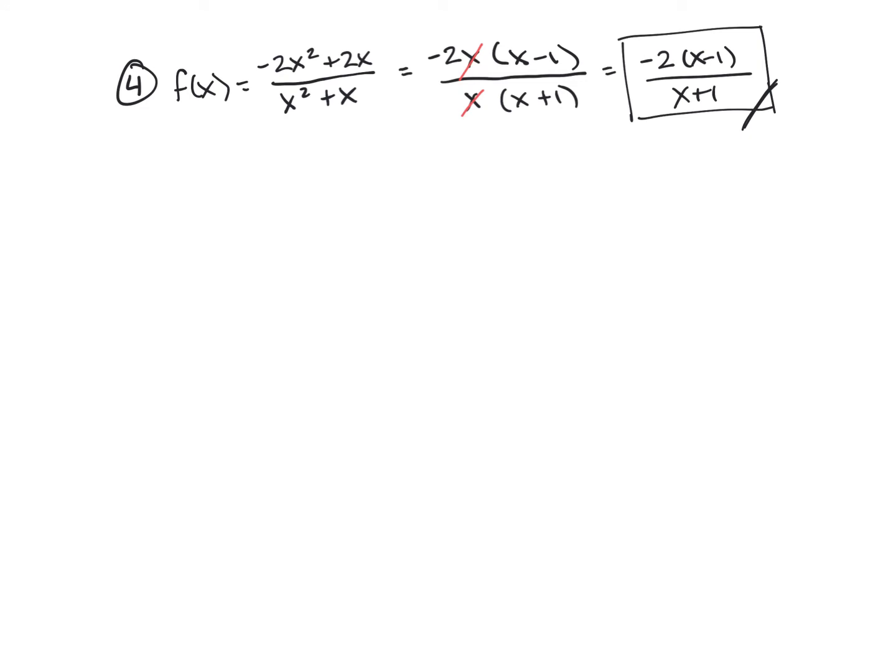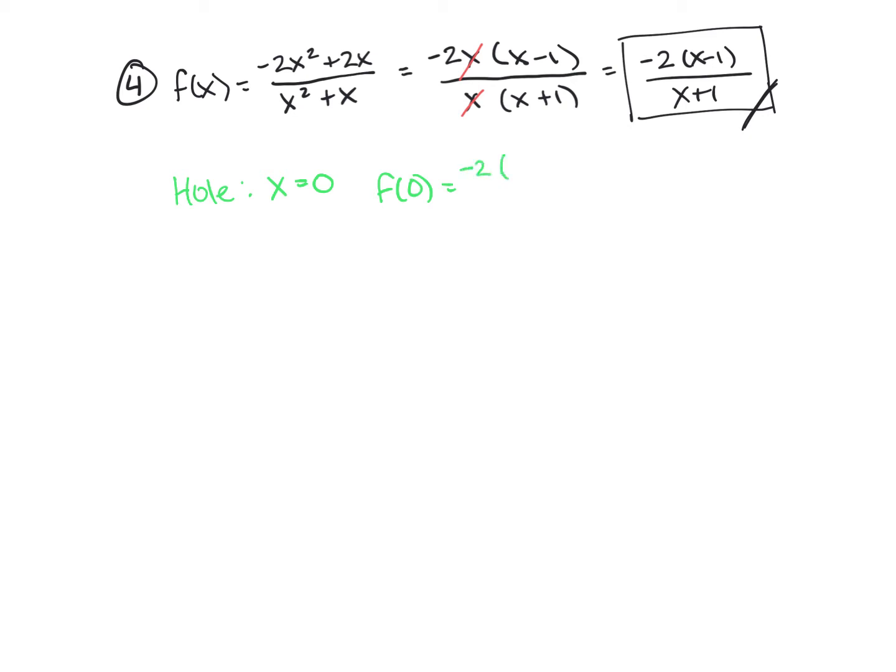So if we take a look at this hole, the first thing we need to do is find the x value of that hole by taking the factor that we canceled out and setting it equal to 0. In this case, we'll take our factor x, set that equal to 0, and we have our x value. x is equal to 0. Love it. Done. Next, we need to find the y value of our hole. So I'm going to take our x value of 0 and plug it into our new simplified version.